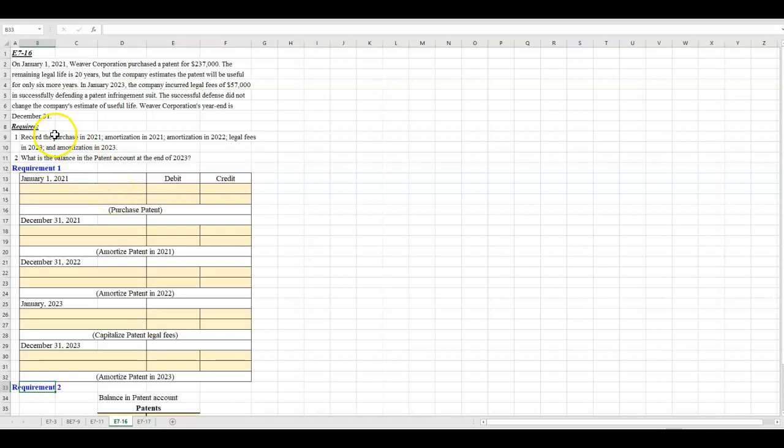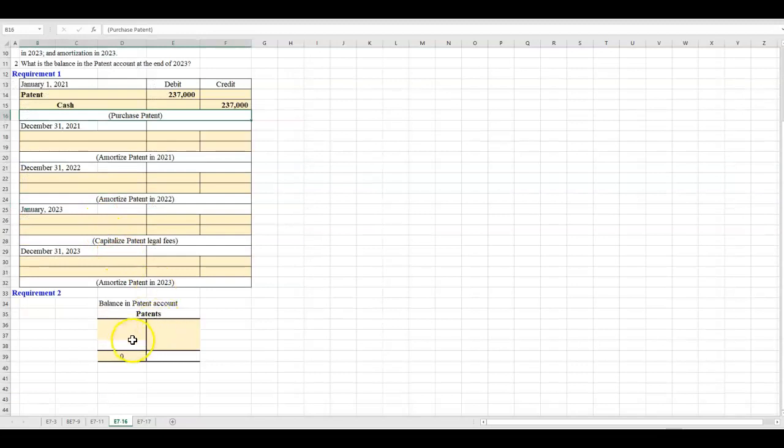So we're asked to record the purchase in 2021, the amortization in 2021, amortization in 2022, and then legal fees, and we'll come back to that. Let's do one at a time. When we purchase the patent, it's just like anything else. It goes into the asset account called patent as a debit for $237,000. And you credit cash $237,000. That was the purchase. And we'll keep track of this down here in this patent account. So $237,000 is the cost of our patent.